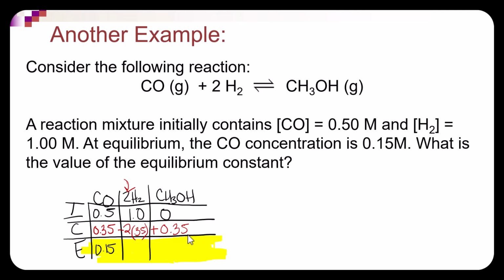Now that my change row is filled out with numbers, I can then fill out this equilibrium row with numbers as well. So down here, my product is going to end as a positive 0.35 molar. For this middle one, the change is 0.35 times 2, which is a 0.7 change. And then 1 minus 0.7 means at equilibrium, this is going to be 0.3.